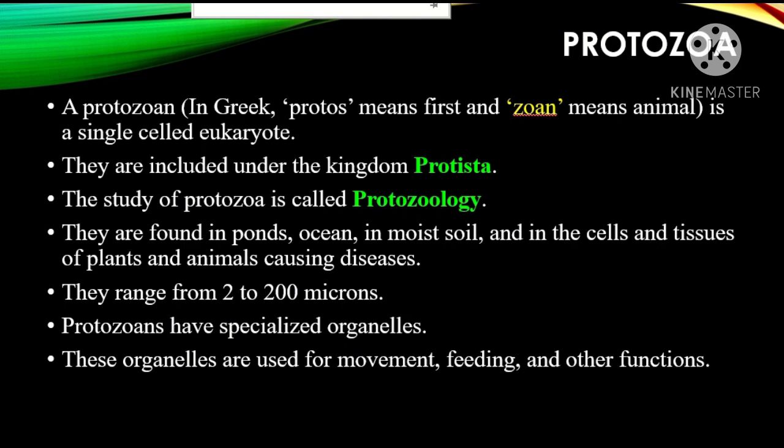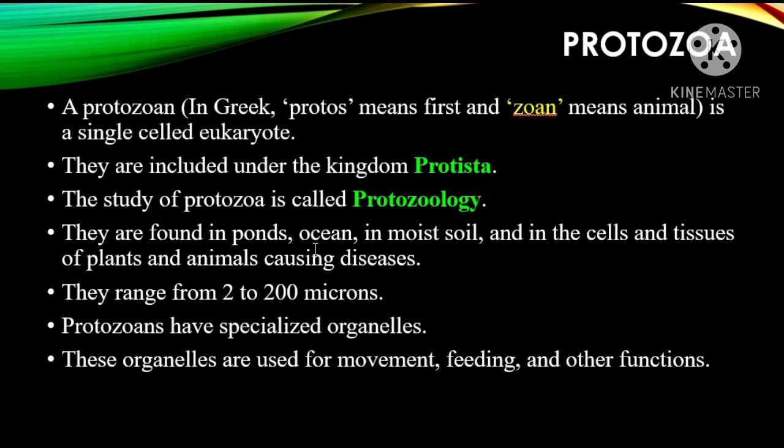Protozoans are unicellular, single-celled eukaryotic organisms, and they are included in the five kingdom classification under the kingdom Protista. The study of protozoans is usually called protozoology. And what is the habitat of these protozoa? They are usually found in ponds, in the ocean, in moist soil, that is wet soil, or in the cells and tissues of plants and animals.